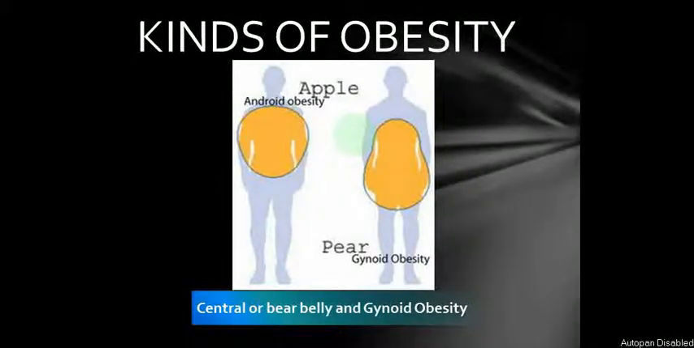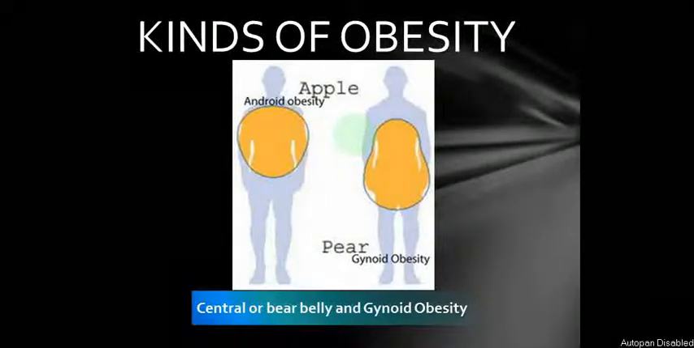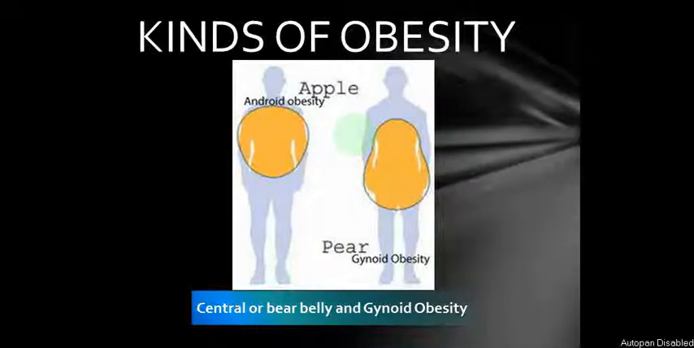If you just look at the picture, the first figure shows the android obesity. The shape is more like an apple, and the important thing to note is that the deposition of the fat is usually at the upper part of the body, while on the other hand, in gynoid obesity, the accumulation of the fat is at the lower part of the body, and the shape looks more like a pear.